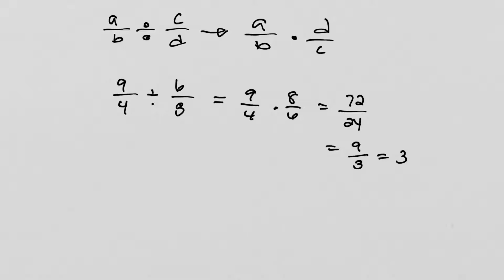Because if you go back and look at it, I can divide this and this by a 3, that and that by a 4, and then cancel off that 2 and that 2, and I'm left with 3 over 1, which does give me my 3.